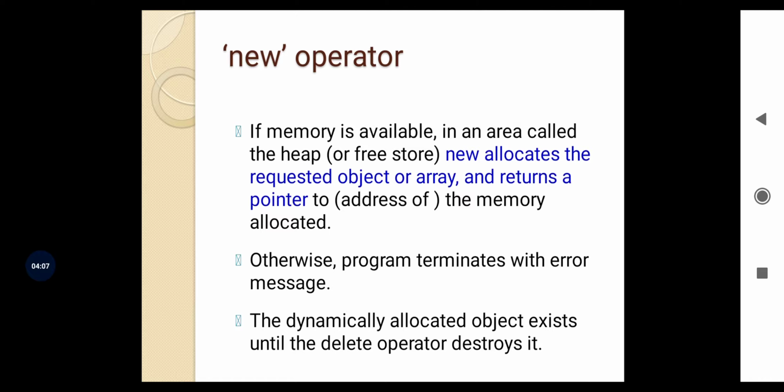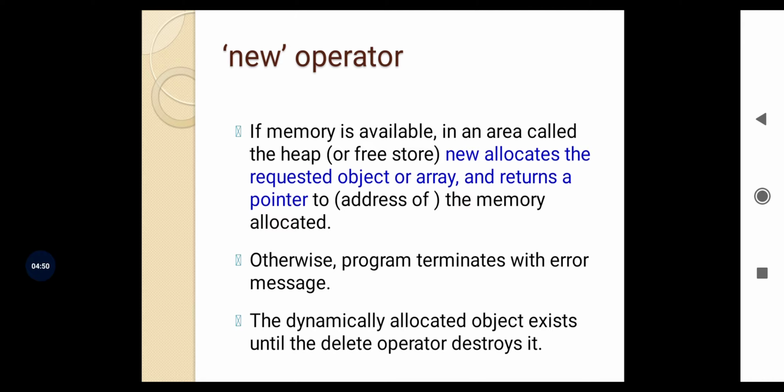So let's go through the new operator, which I discussed some time back. I'm just going to read this out. The new operator is used to dynamically allocate any object or an array or a variable into the heap in C++. If memory is available, then it will allocate and return an address. However, if the memory is not available, then the program will terminate with an error. The dynamically allocated variable or object will exist in that memory location until we use a delete operator to destroy it. This is very important.